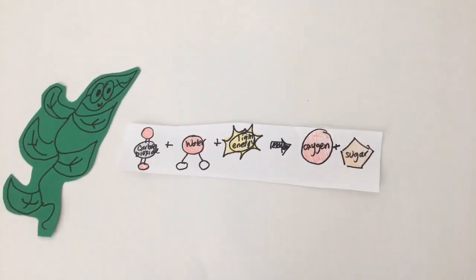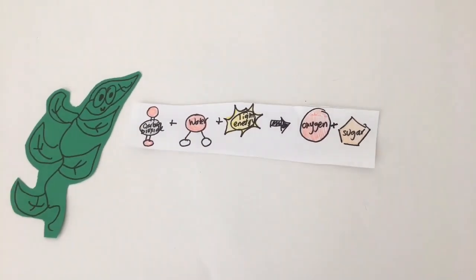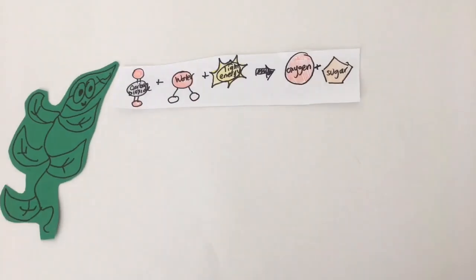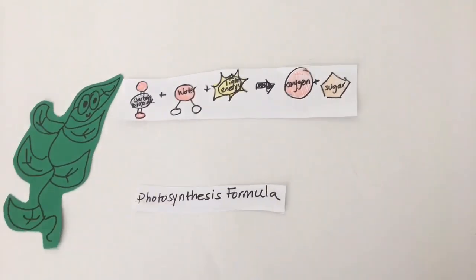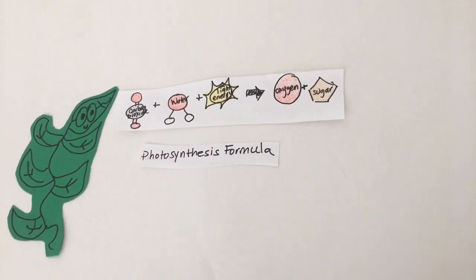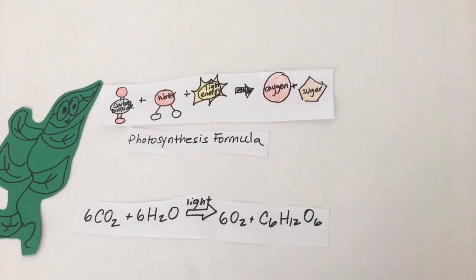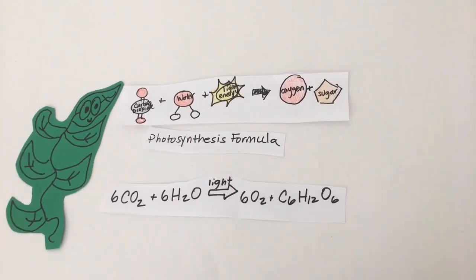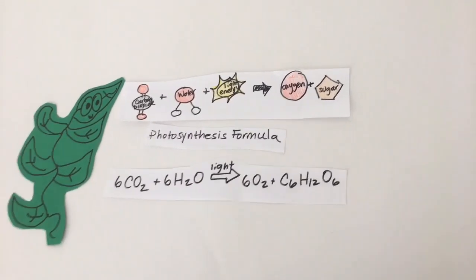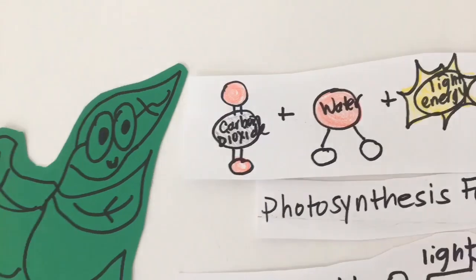In other words, carbon dioxide and water are the inputs or reactants, and oxygen and sugar, or as I like to call it, glucose, are the outputs or products. This can also be written as a formula. 6CO2 plus 6H2O plus light makes 6O2 plus C6H12O6. But let's stick with the carbon dioxide and water things since we don't need to complicate this any more than we need to.